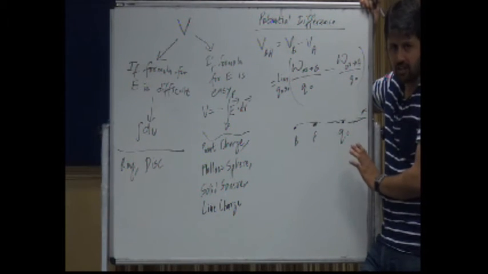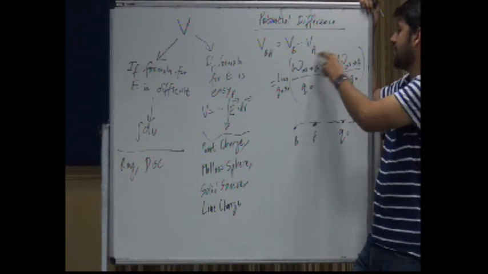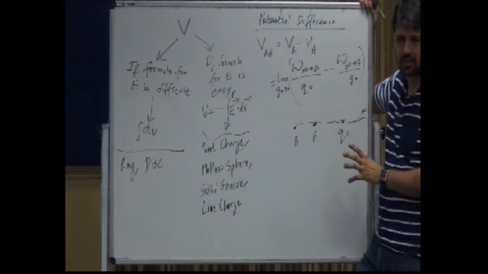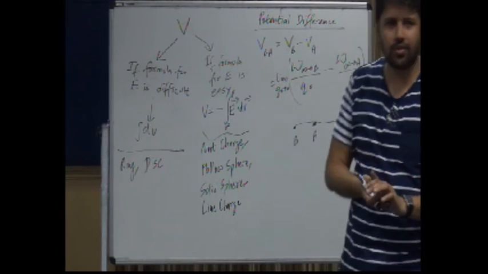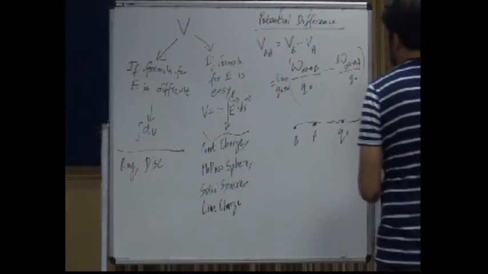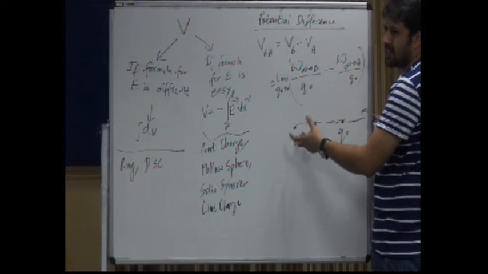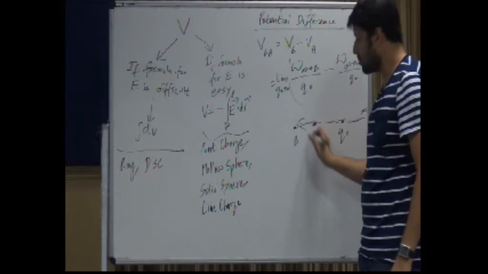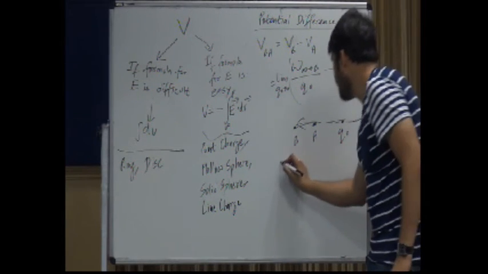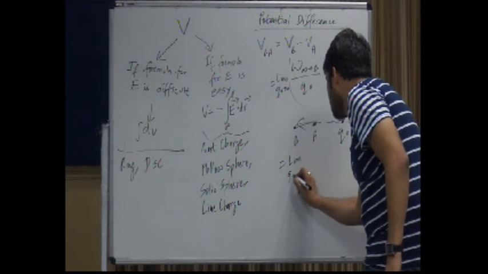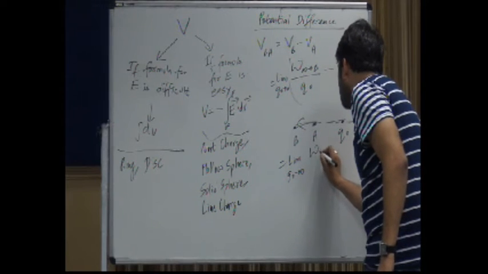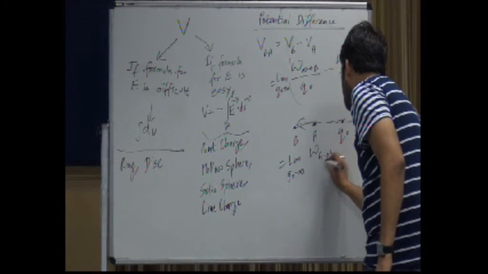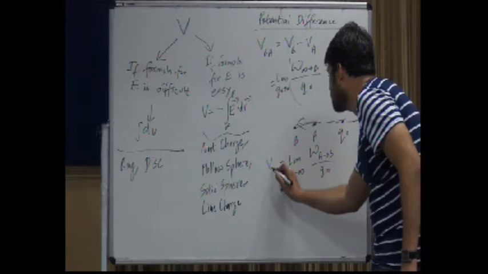We are subtracting these two work dones. The result of this subtraction would be what? Work done from point A to B. So you can write it as limit Q naught tends to 0, work done from A to B by Q naught. This is V_BA.